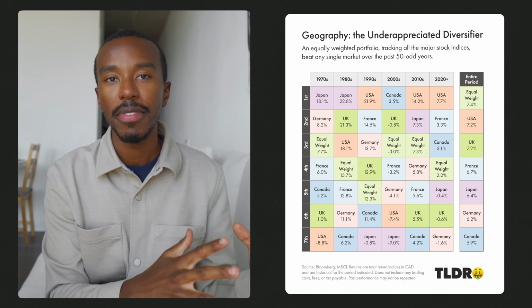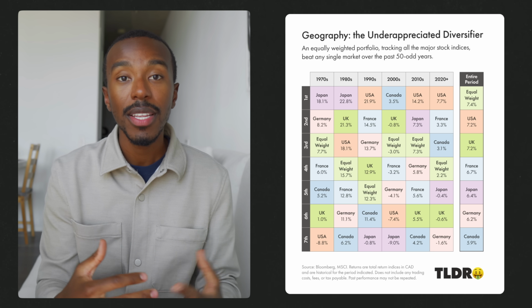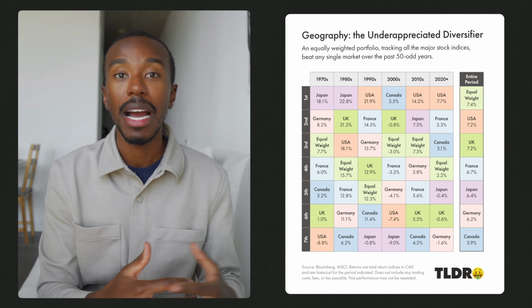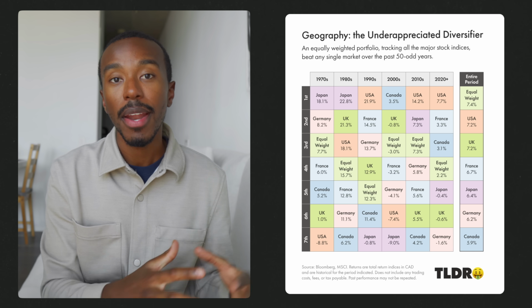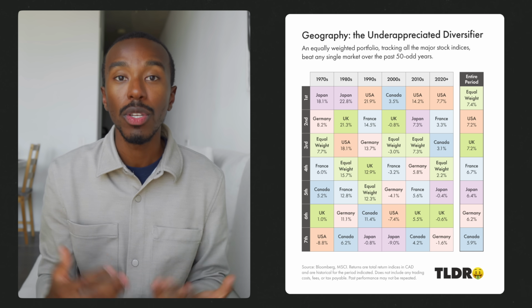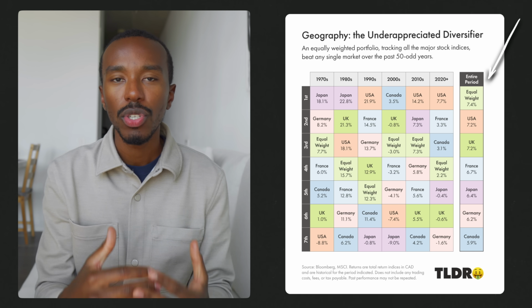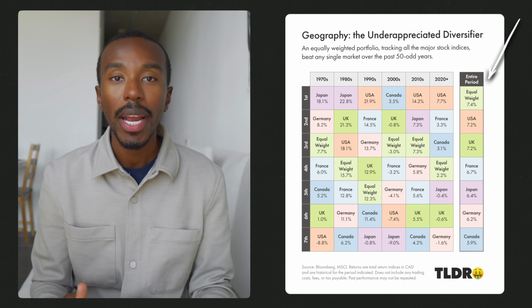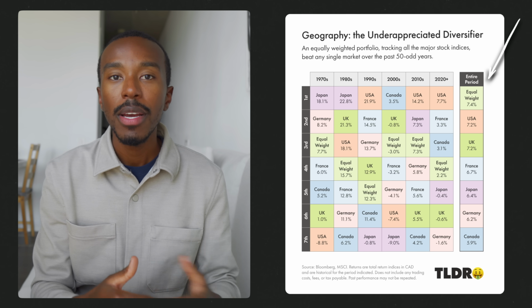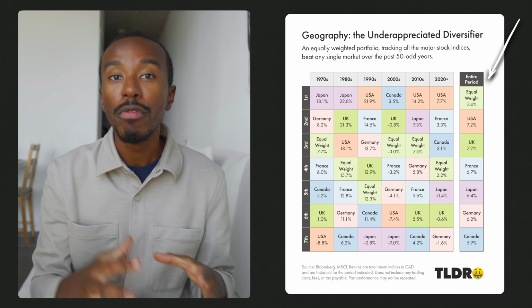So let's do that. If we take a look at the numbers over the past 50 years with this chart, we can see that there's actually been many global markets that have performed well and better than other ones, depending on which decade you look at. And if you look at the last column of this chart, you can see that an equal weight or an equally weighted portfolio actually outperformed the US over this period of time.